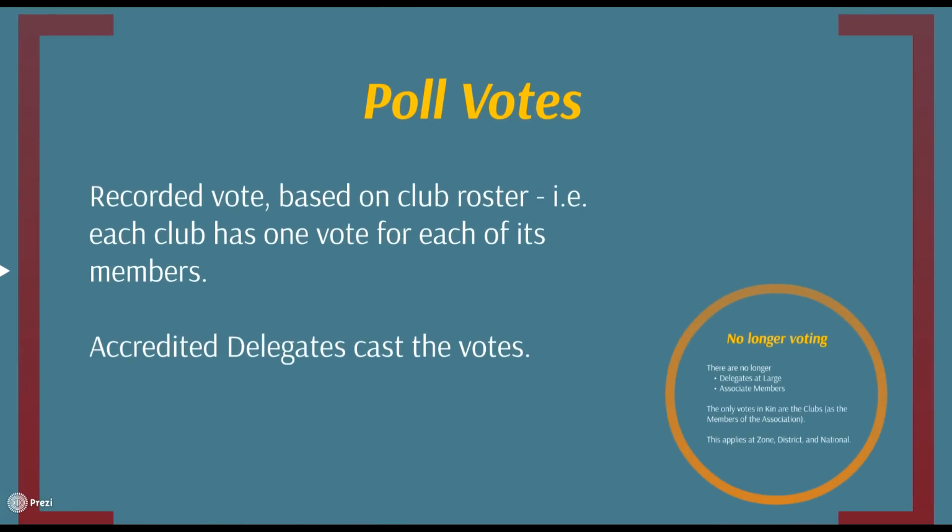Poll votes are the type of votes used in Parliament, where the member stands and has their vote recorded. It's rarely used in Kin, but is still a viable option in the right situation. Votes are applied and tabulated in the same manner as ballot votes. The club's name would be called, and the delegate for that club, whether from that club or another, would say how that club's votes are cast.